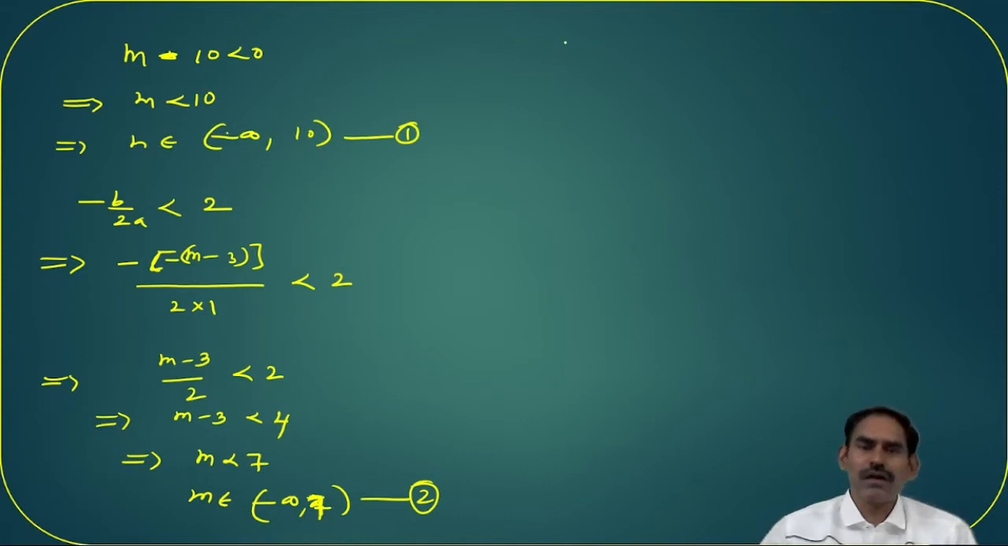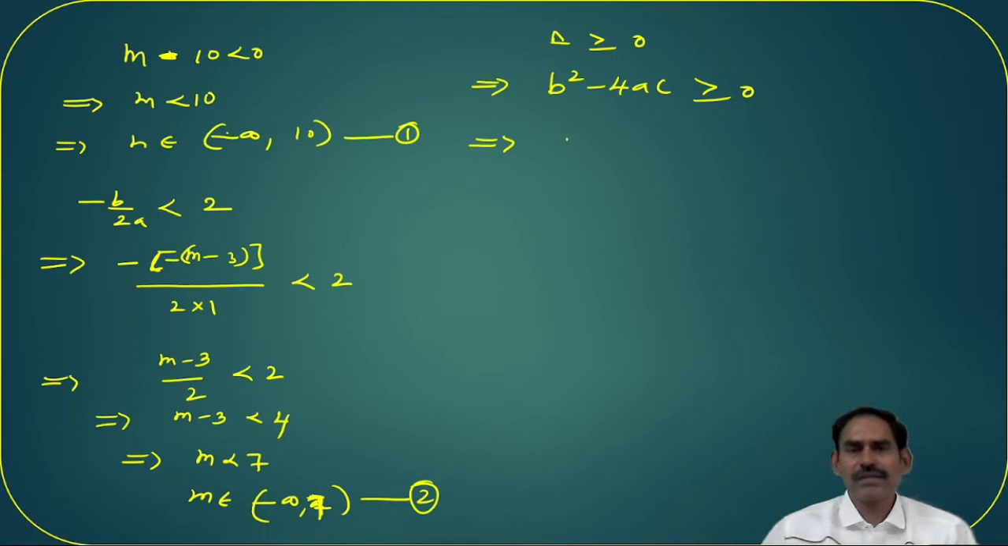Next, use the third one. What about the third condition? The discriminant is greater than or equal to 0. Discriminant means b square minus 4ac is greater than or equal to 0. Here b is minus of (m minus 3), so minus whole square, that is (m minus 3) whole square, minus 4, where a is 1 and c is m, is greater than or equal to 0.